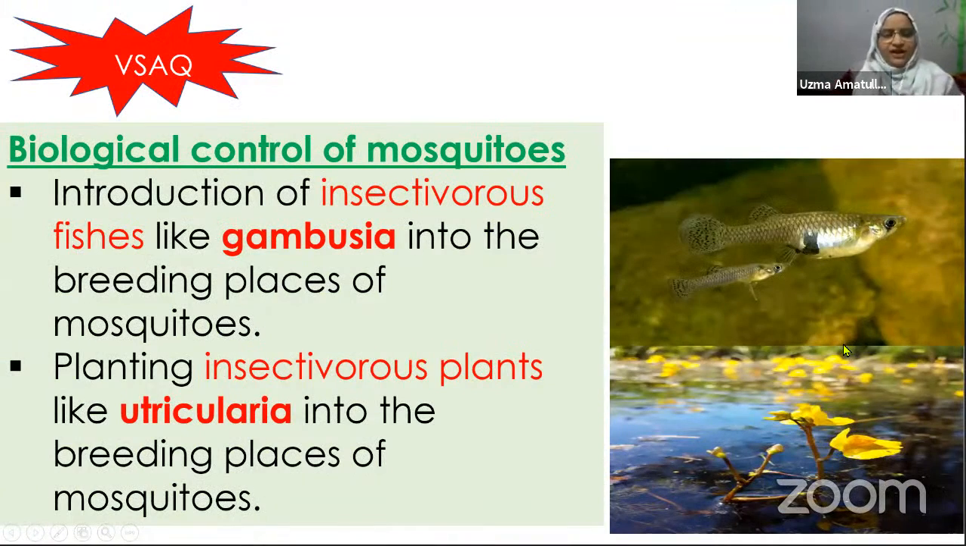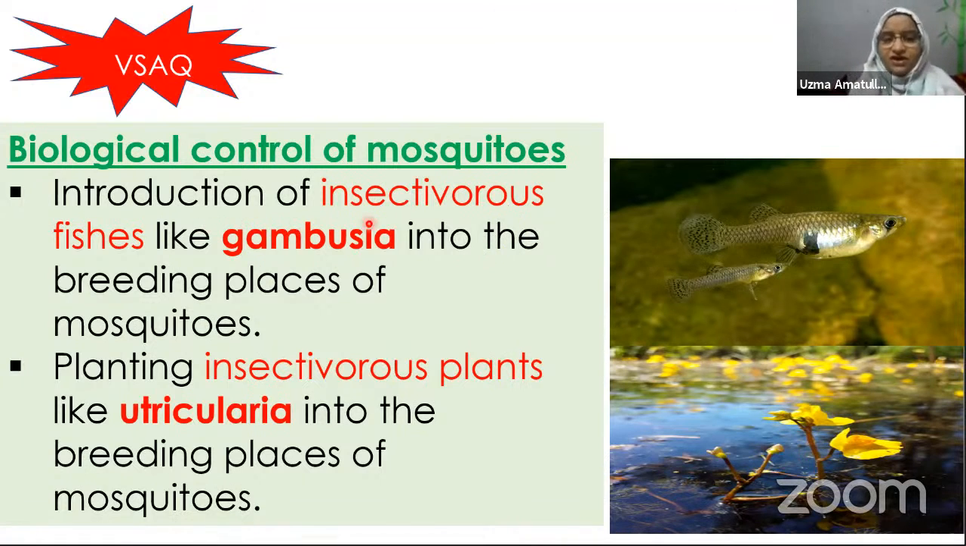So these were the prophylactic measures. Now this is an important question for your exam. That is a very short answer. That is, what are the biological methods to control mosquito? Biological means here no chemicals are used. In the previous part you have seen the mosquito repellents, DDT and all. But this is the biological control using animals.